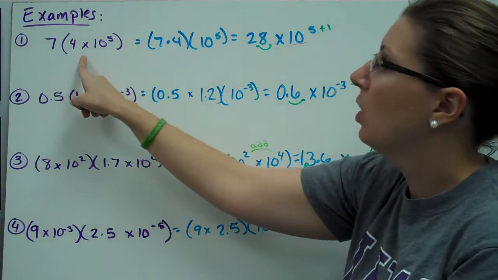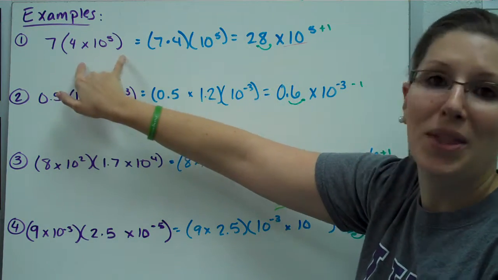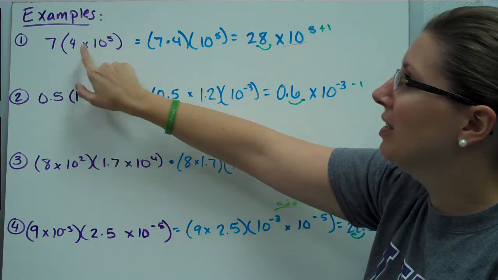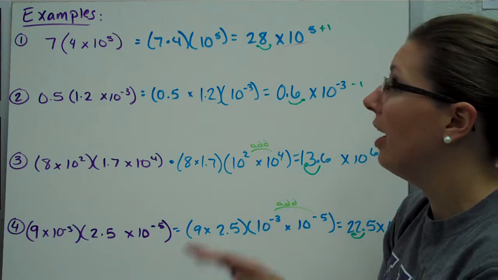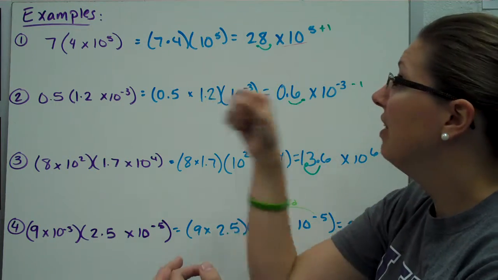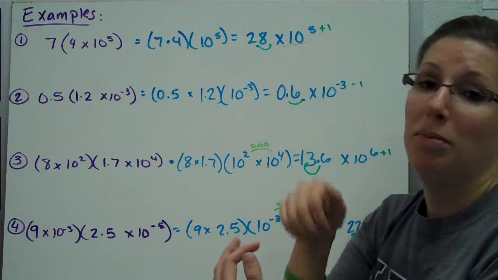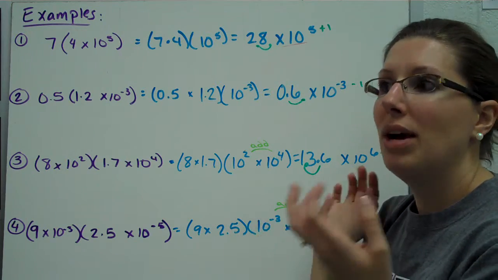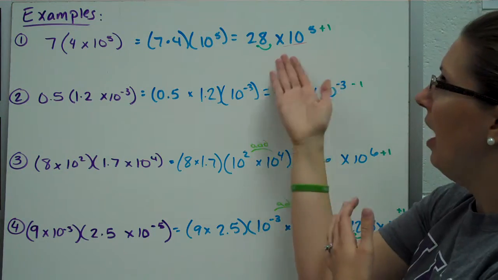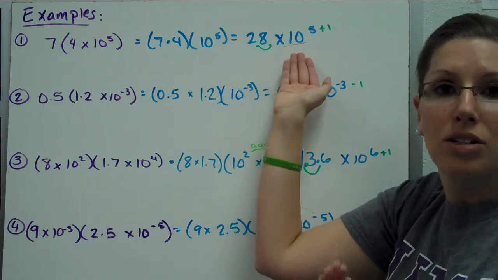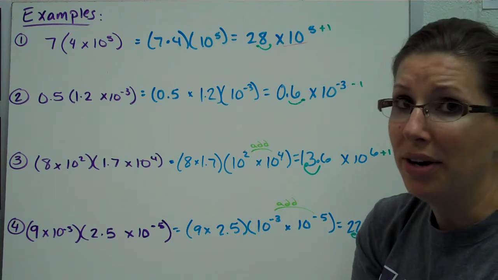7 times the quantity of 4 times 10 to the 5th power. What we can do is multiply 7 times 4 and then hold my 10 to the 5th power and put it in my problem at the end. 7 times 4, that's 28. And so I've already jumped to what my final answer would be, 28 times 10 to the 5th power.